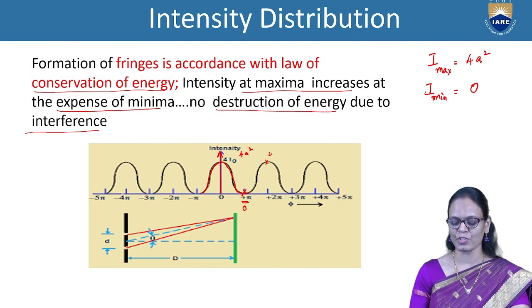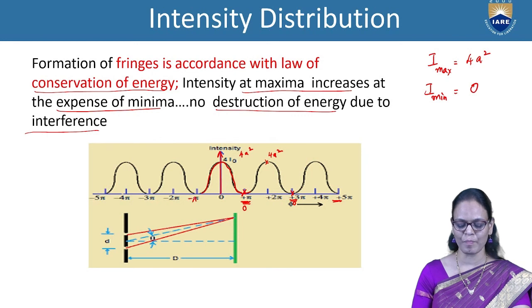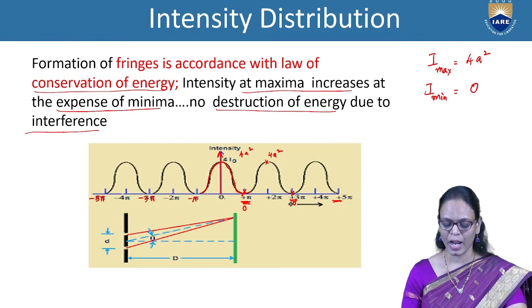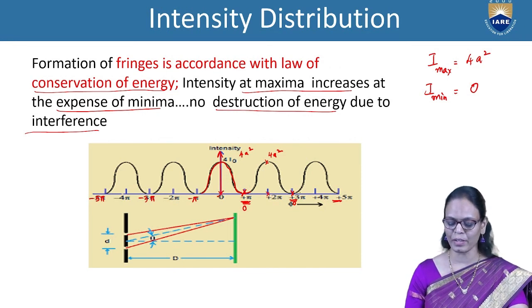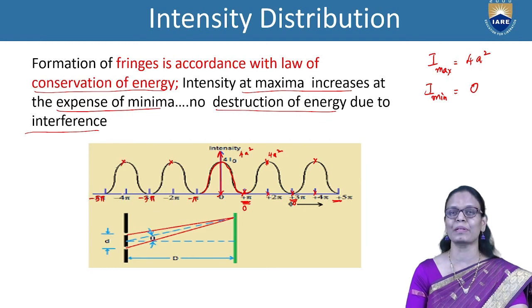Again you have a bright fringe 4a square, then a dark fringe 0. You see here these are all odd multiples wherever it is minimum: pi, 3 pi, 5 pi, and on the other side also minus pi, minus 3 pi, minus 5 pi. All these correspond to minimum intensity or the dark band. This is the central bright band for 0, then 2 pi, 4 pi, 6 pi and so on, we'll have the bright fringes. All these have the maximum intensity.